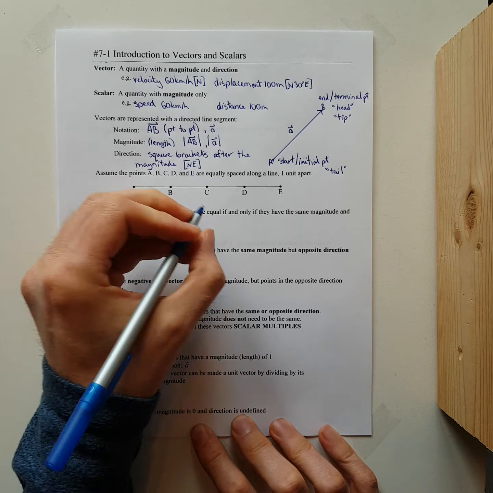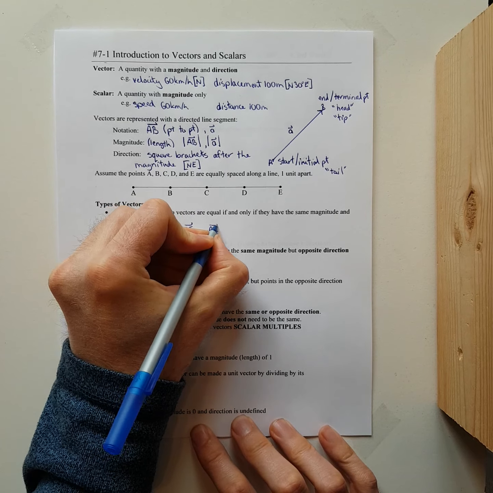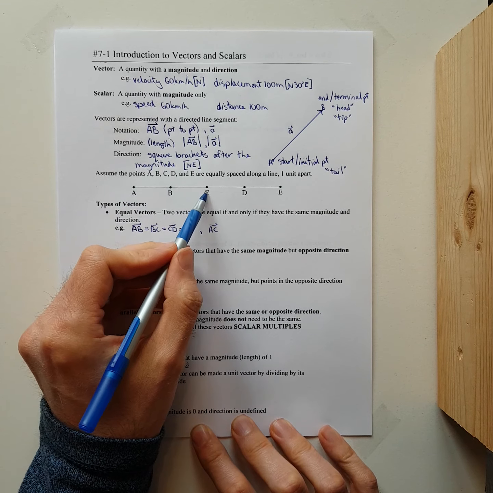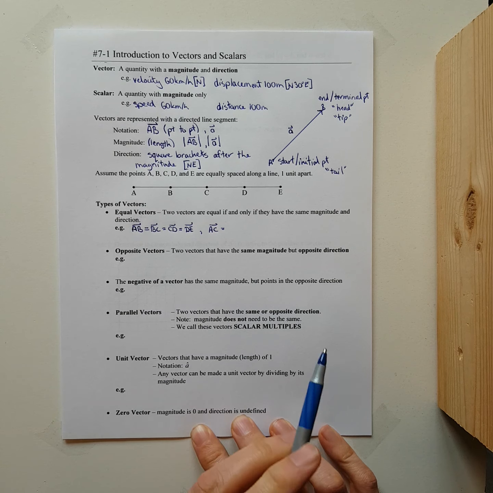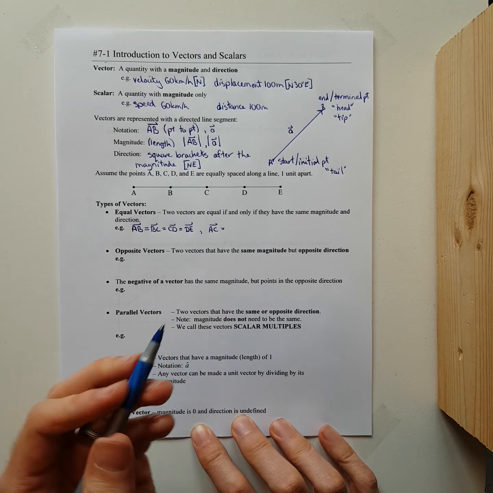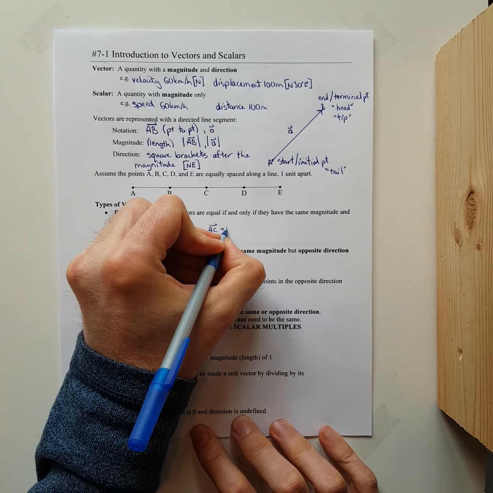We could also say then a vector like AC, still going to the right, but now 2 units long. So I could set that equal to any vector that is going to the right that is 2 units long, for instance, BD.